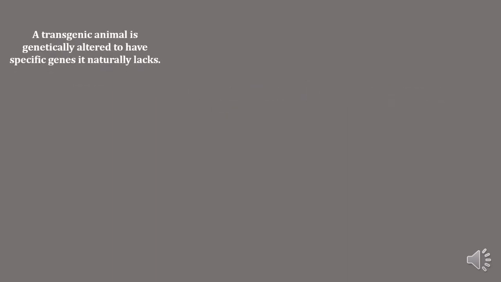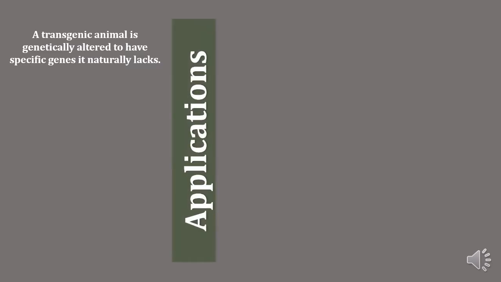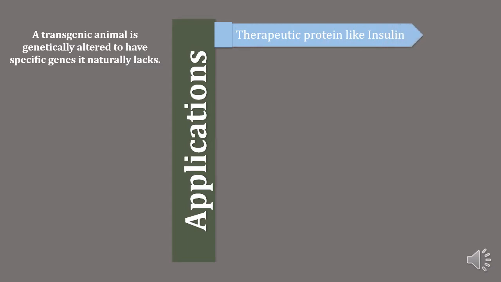A transgenic animal is genetically altered to have specific genes it naturally lacks. They are generally used to produce various kinds of recombinant and therapeutic proteins of complex nature as well as to produce transgenic disease models. For example, therapeutic proteins like insulin are produced in transgenic animals.